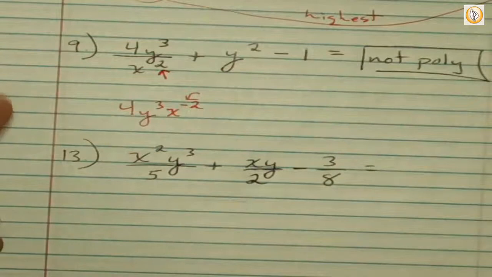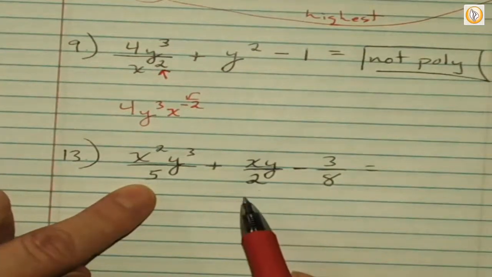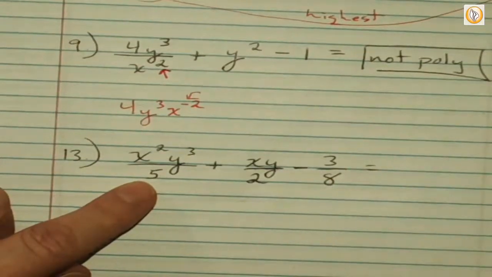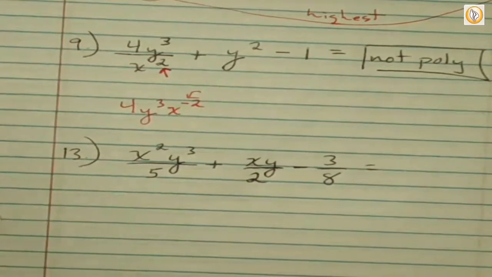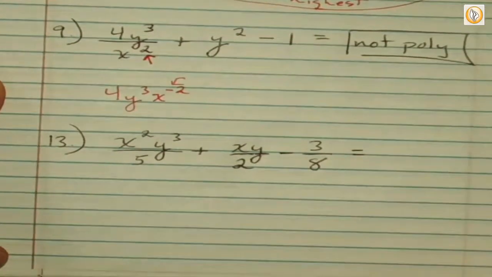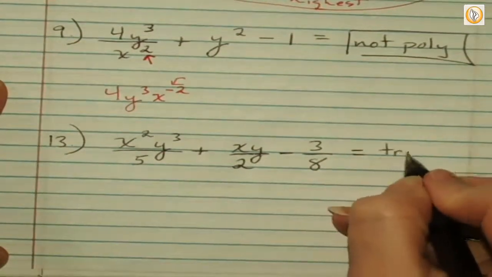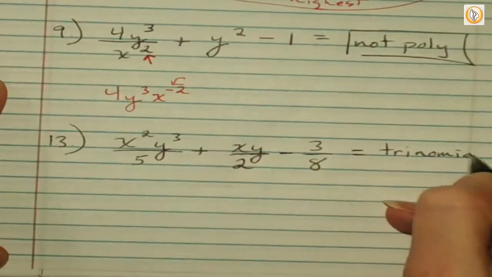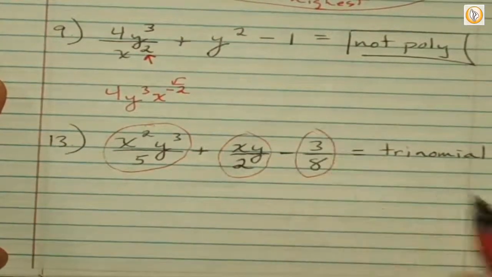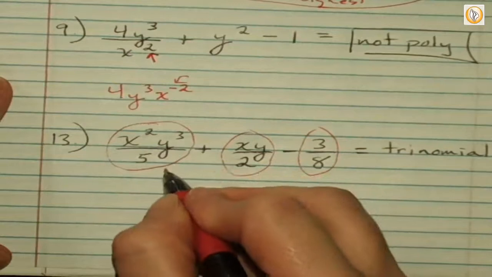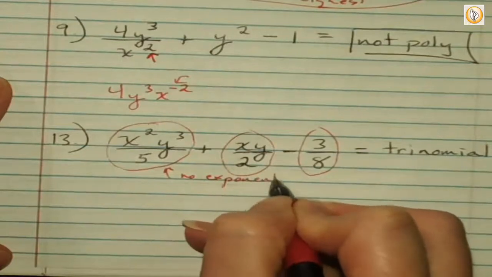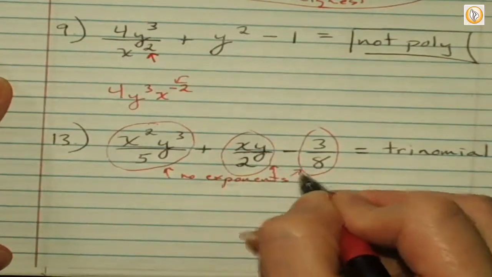So, Sophia, are there any exponents in the denominator? So, therefore, is it a polynomial? Yes, it is. So, what kind of polynomial is it? Very good. It is a trinomial because there are 3 terms. Do y'all understand that? This is a polynomial because there are no exponents in any of these on the bottom.